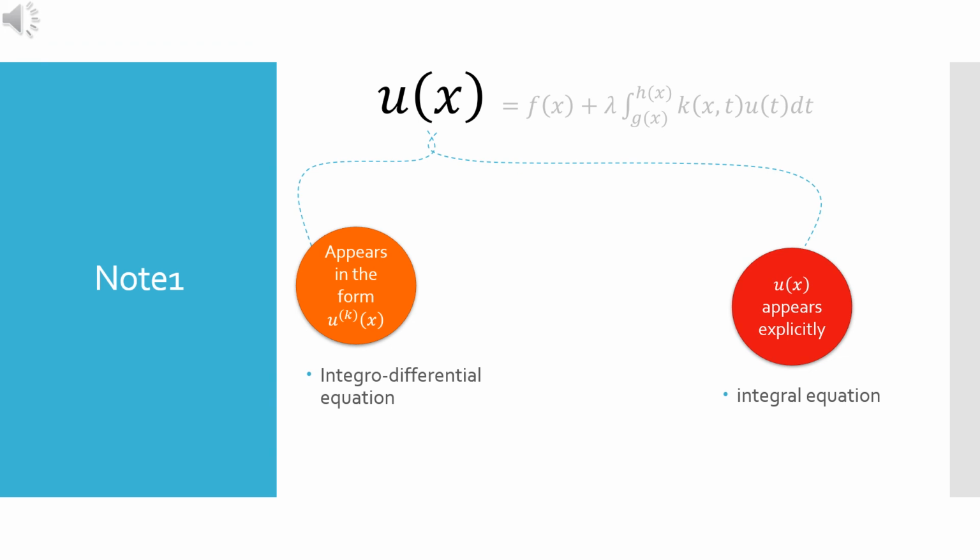And here is a note. Notice the appearance of u(x) outside the integral. If it appears explicitly as u(x), then it's an integral equation, the normal one that we are working with. But if it appears as a derivative of u(x) at any order, then it's called an integro-differential equation, and this is our note.